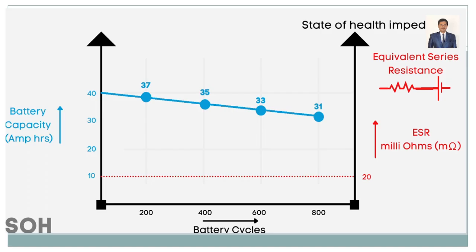Now let us see in the y-axis. We have taken the equivalent series resistance, that is ESR, in terms of milliohm. So we have been taking the y-axis which is parallel to your battery capacity, correct? With respect to the battery capacity, the ESR has been taken into consideration. So now you see equivalent series resistance, that is ESR in terms of milliohm.